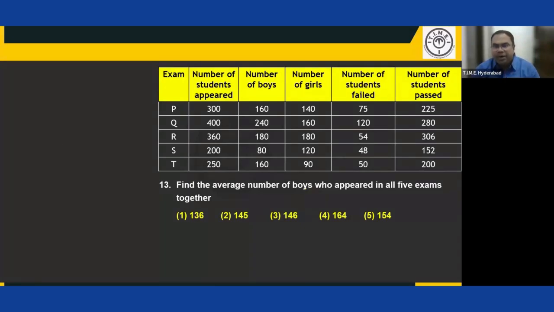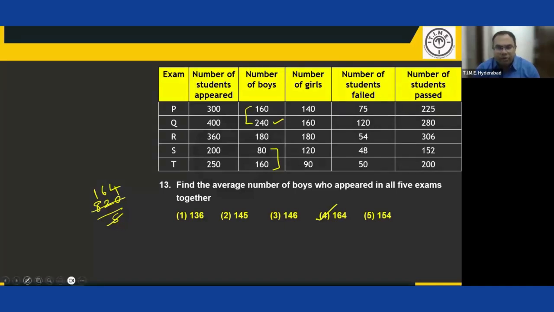Average number of boys who appeared in all the 5 exams together. So obviously you add this total one, you'll get total number of boys here. 160 plus 80, 240. 240 plus 160 is 400. 400, 240, 640, then 80, 720, 100, 820. 820 by 5, because there are 5 schools, 5 exams. 5 ones are 5, 5 6s are 30, 5 fours are 20. So it is 164. Right?